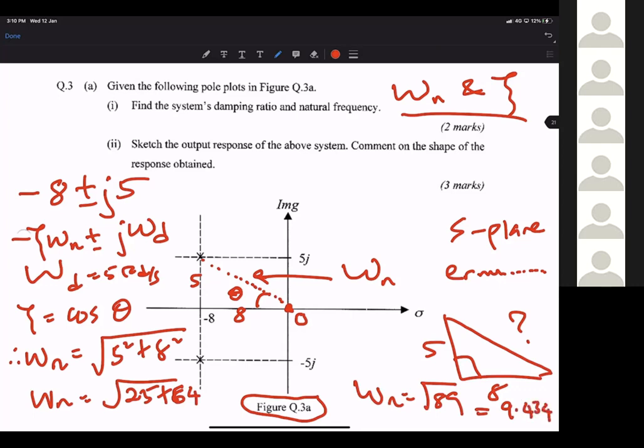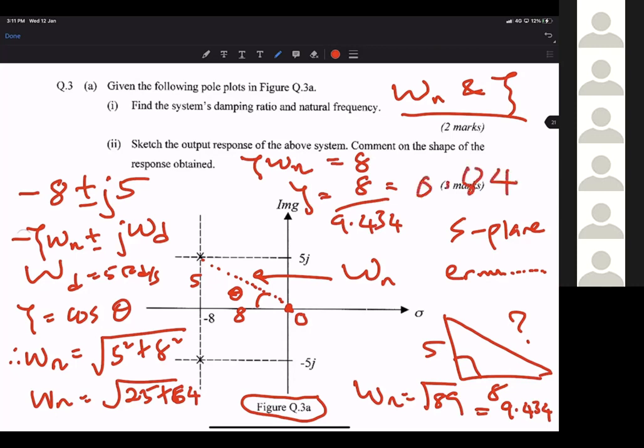Okay. So that's why zeta omega n is equal to 8. Zeta is equal to 8 divided by 9.434, which is equal to 0.848. Okay.